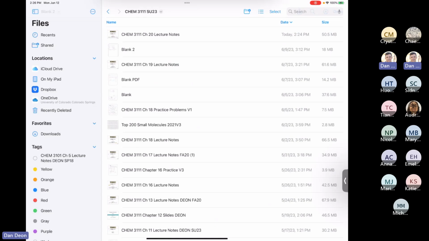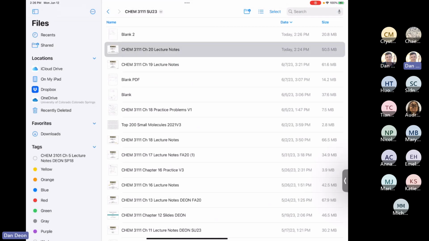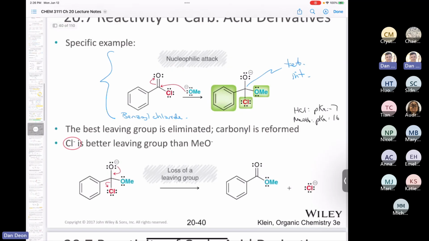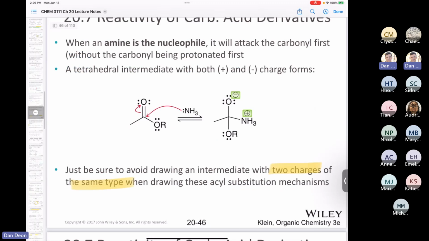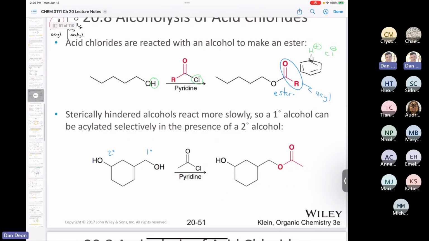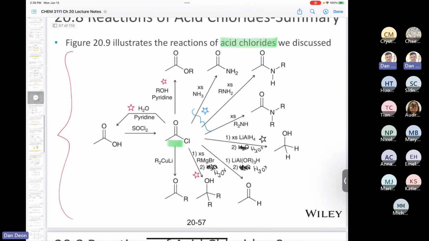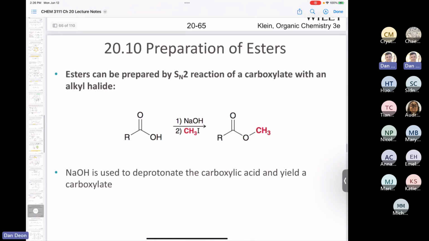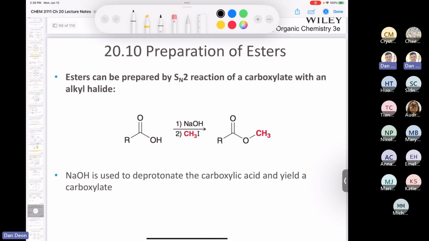So now we're going to get into esters. Maybe I shouldn't have done that. But I just wanted to get the point across that the section on esters is of extreme importance. And I know I say that about a lot of things, but I'll tell you why.